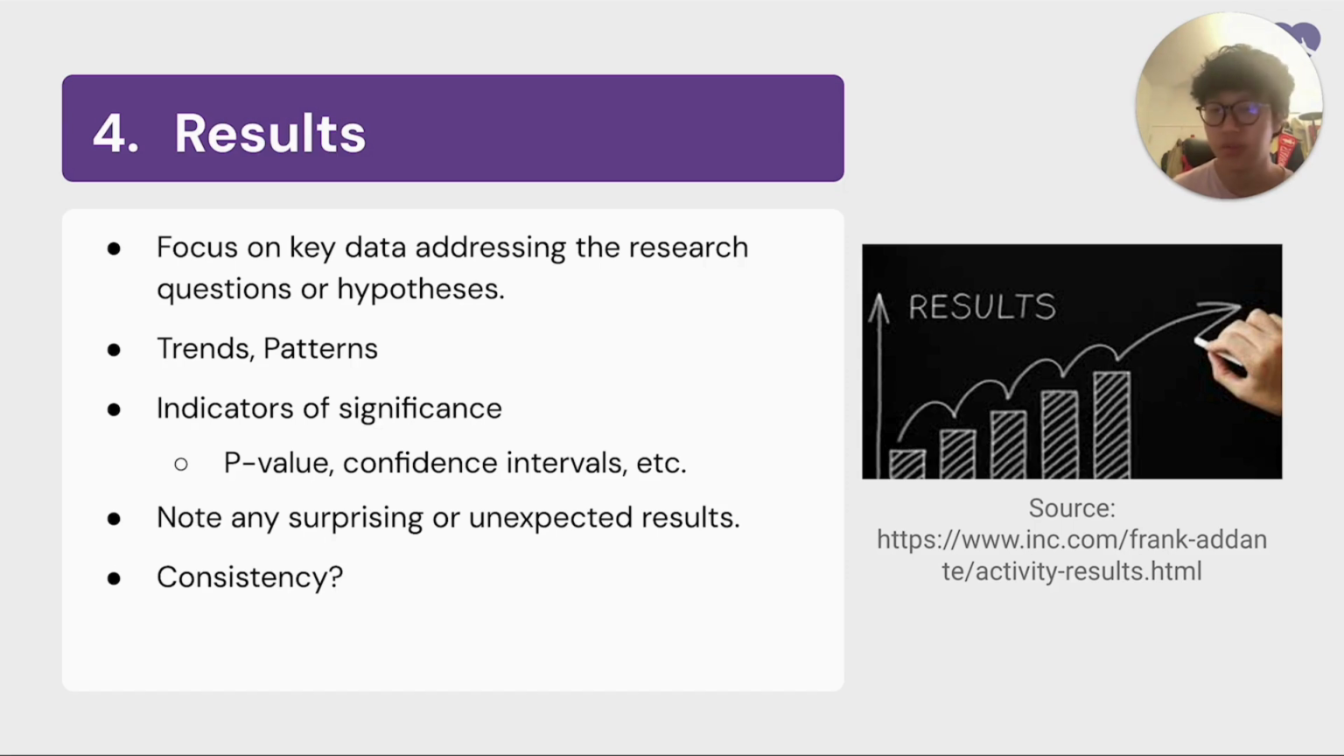In the results, also pay attention to p-values, confidence intervals, or any other indicators of significance that support the results. And note any part of the results that were either surprising or diverge from the expected hypothesis. At the end of these results, you can see whether these findings were consistent or inconsistent across different papers that you can also look into to find inspiration for your own project.